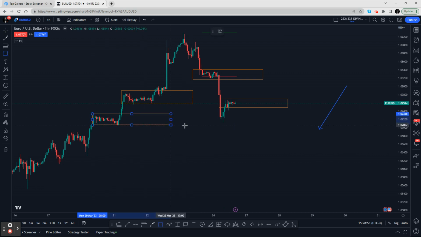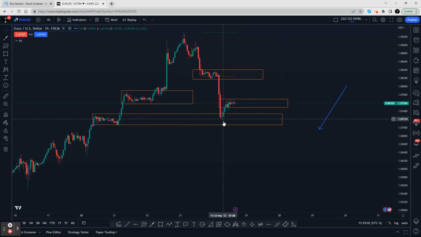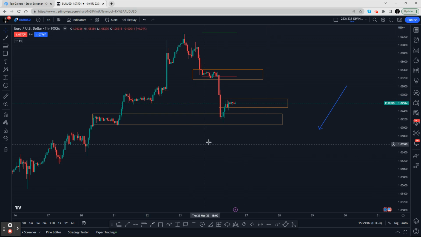What do we got right here? Same thing, but I can move all the way over here. So what do you notice? Demand zone, price comes down here, demand. But look, we're back to this level. We could see some resistance points, but regardless, we're in this box right now.